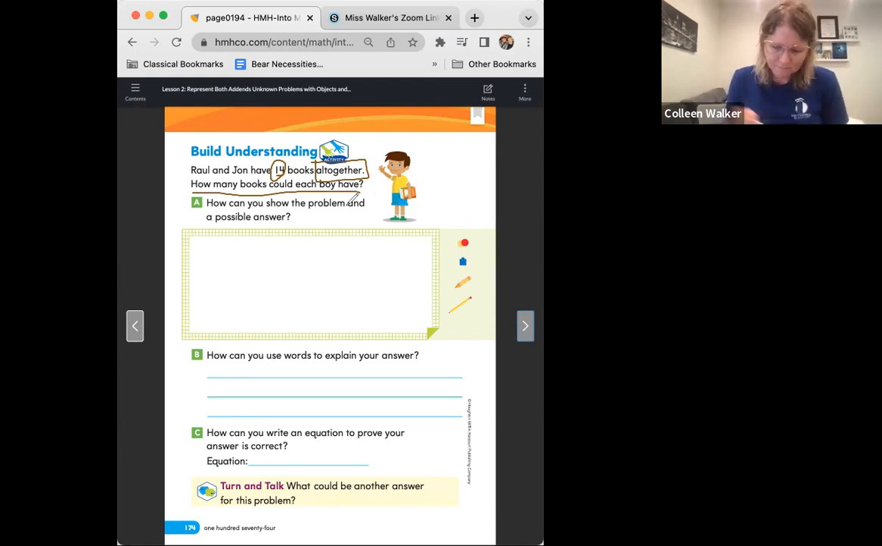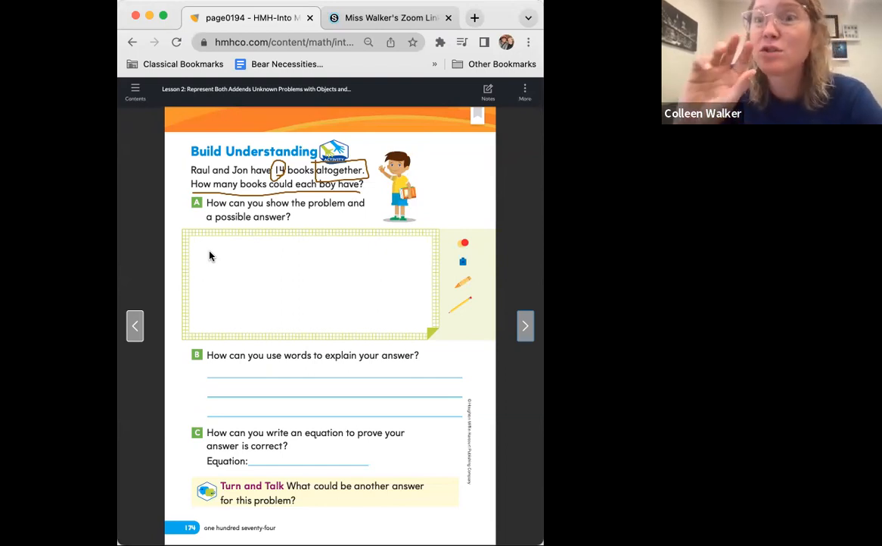So friends, first of all, what is this problem asking us to do? Yes, to figure out how many books Raul has and how many books John has. That's right. So how can we use a concrete model to solve? Yes, if you wanted to do counters, that would be great. So let's start by drawing some counters. We're going to use 14 total counters. At some point, we're going to have to switch our color so we can have one set of books for Raul and one set of books for John.